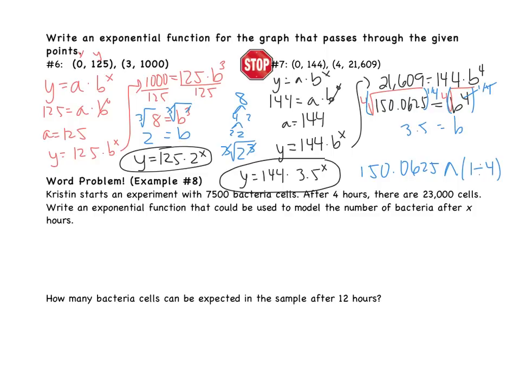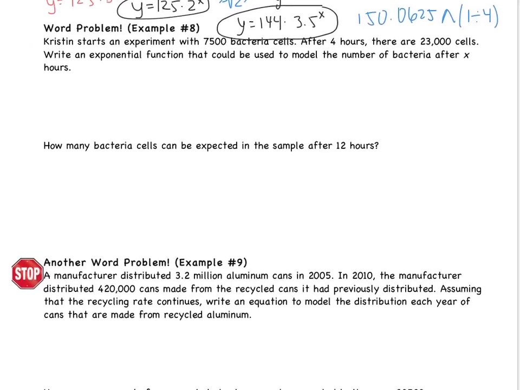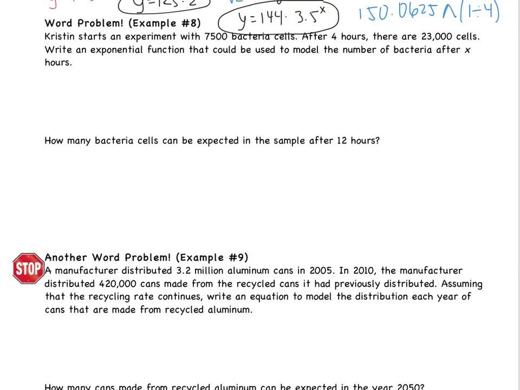Now the reason that we're writing these exponential functions is so that we can do word problems that model exponential situations. So let's look at example number 8. It says, Kristen starts an experiment with 7,500 bacterial cells. After 4 hours, there are 23,000 cells. Write an exponential function that could be used to model the number of bacteria after X hours. Okay, so first thing that we want to do is define what our variables are. So it already tells us that X is the number of hours. So then Y in this case is going to be the number of bacteria.